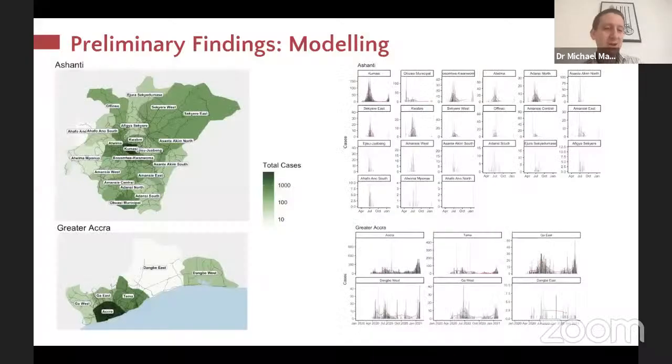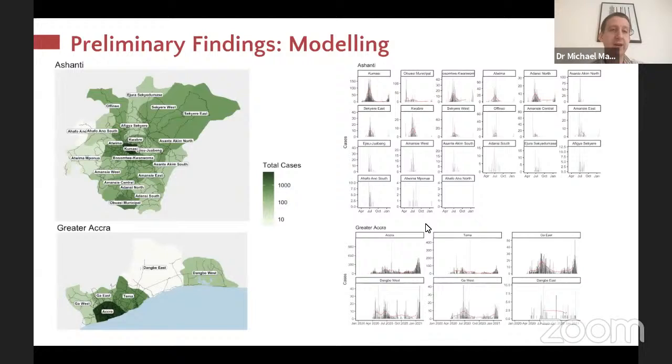So this is taking the really excellent line list data provided by Ghana Health Service. And these are the two main metropolitan areas where approximately 80% of cases in Ghana have been reported from. So Accra and its surrounding districts and Kumasi and its surrounding districts. And you see that obviously the density of the cases is highest in the main metropolitan areas, with then sort of dissemination out into the surrounding areas.